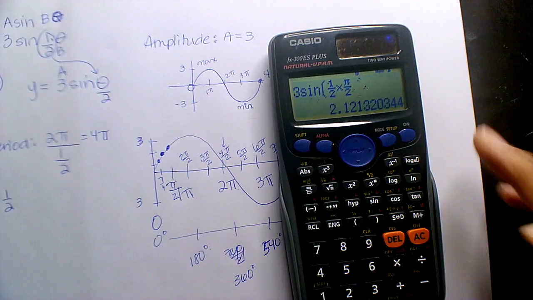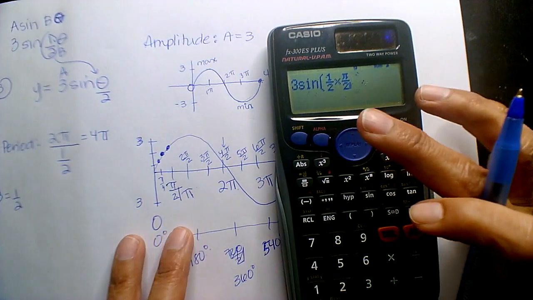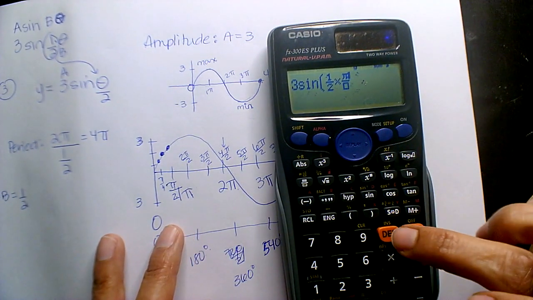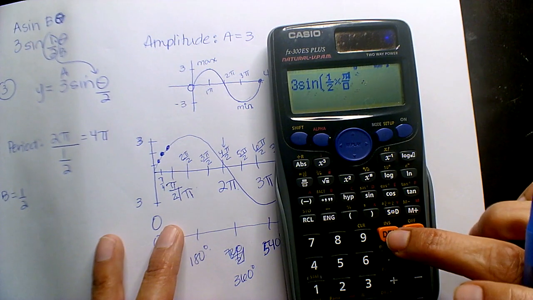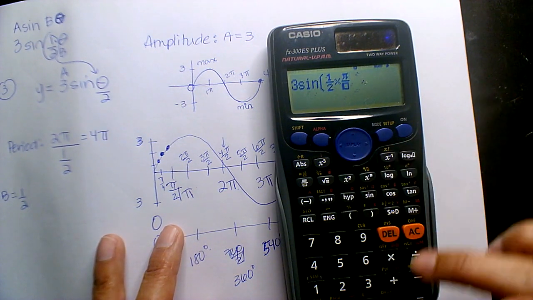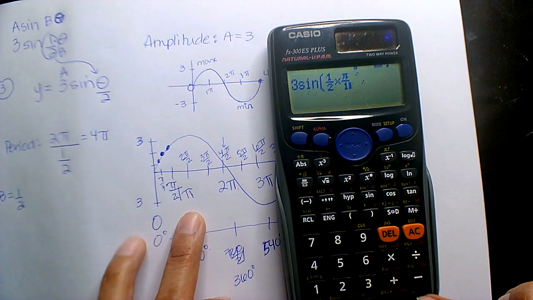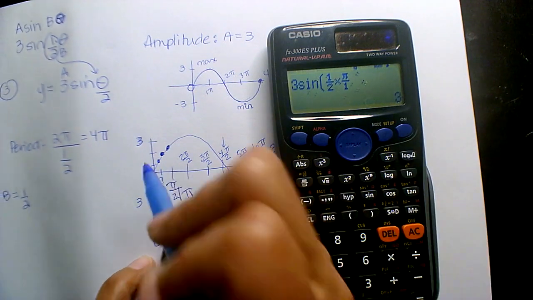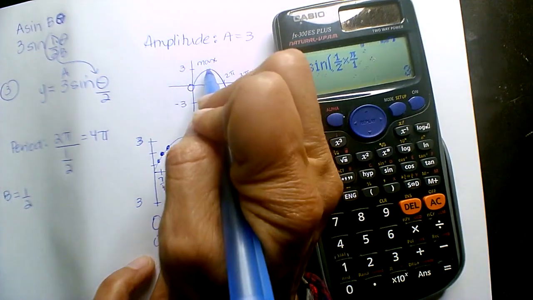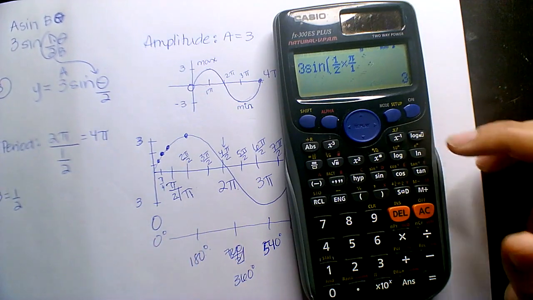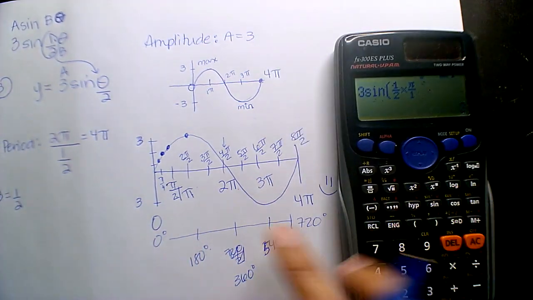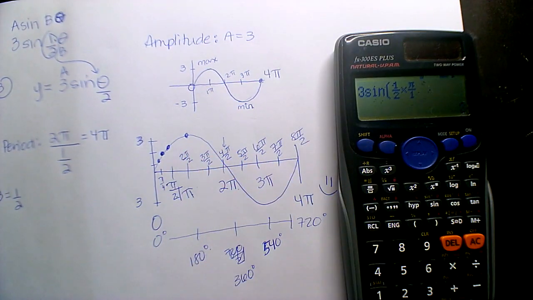Okay, 2.12. If I throw in pi, can you guys still see? Yeah. Okay, so if I throw in pi, I don't want to take out the fraction. I'm just going to put 1. Okay, then I get 3, and there's my max, right? So that's what I'm saying at pi. And you guys can just start plugging them in, and you're going to get all those little points.